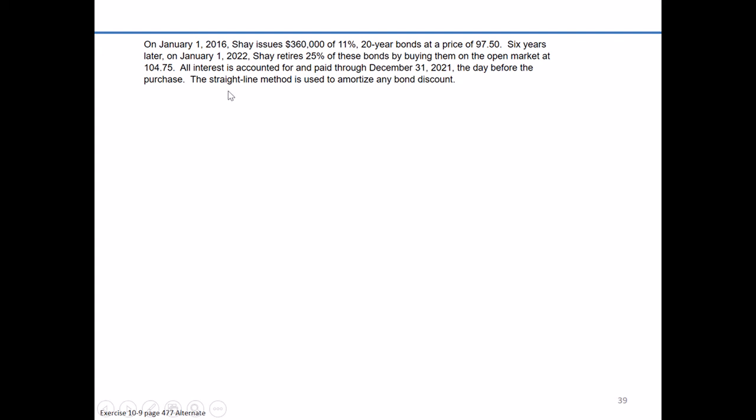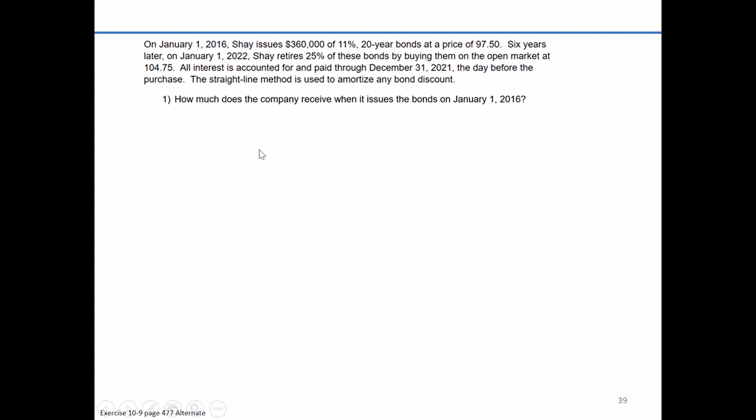It also indicates that we're going to use the straight line method to amortize any bond discount or premium. So eventually we want to work towards the gain or loss on this particular retirement and the journal entries, but we've got a few steps in between to collect some information we need.